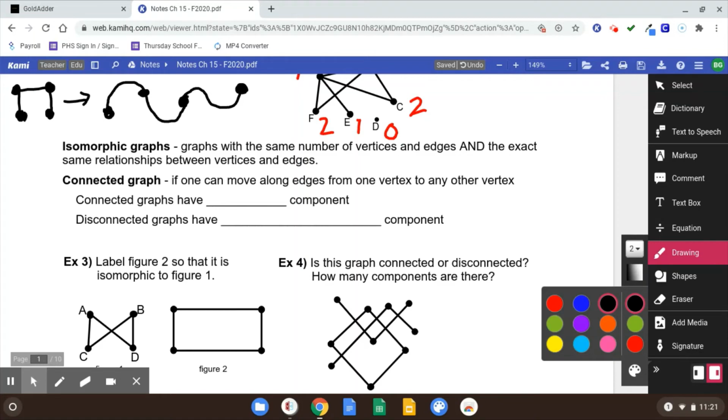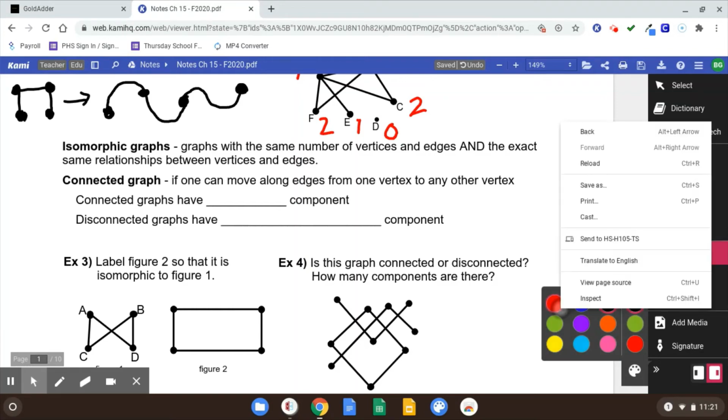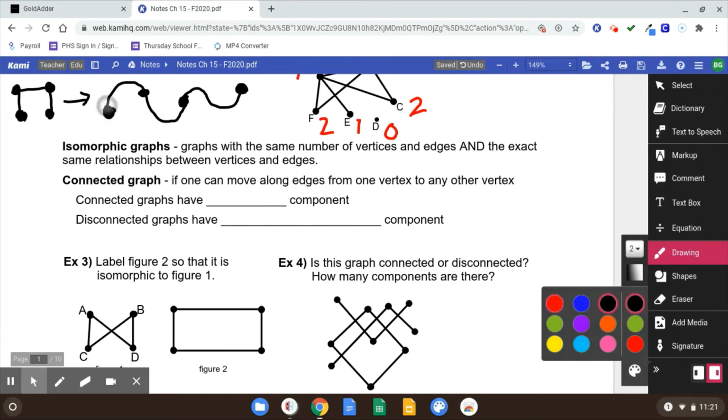Connected graph. If one can move along the edges from one vertex to any other vertex. Like this. If I could go from here and travel along a path and get to any other vertex, that's connected. Connected graphs have one component. Disconnected graphs have more than one component.